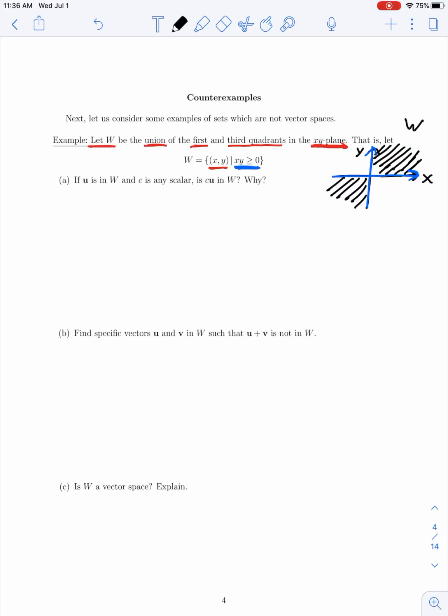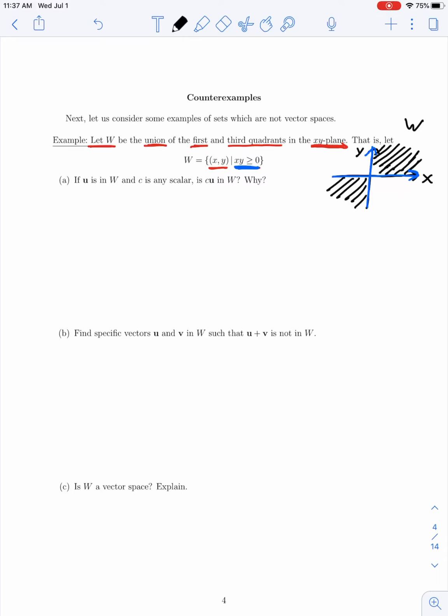And we would define the standard addition and scalar multiplication for these points. And in part A of this problem, we are asked to show, if U is a vector in this space and C is any scalar, is C times U in W, and justify our answer.